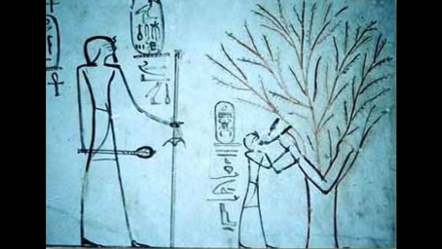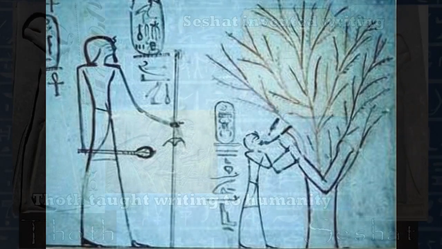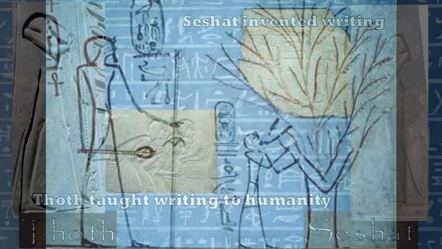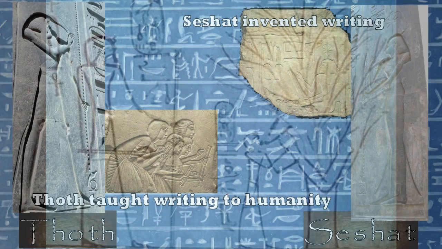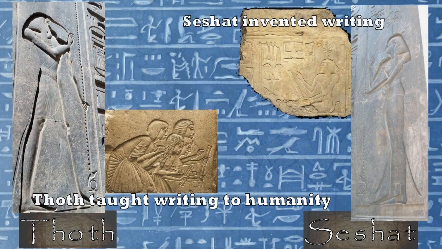In many ways, she is more prominent, more important, but as time progressed, especially from the Old Kingdom onwards, Thoth overtook her role, and so she's not as prominent as she was in the older period. But for instance, Thoth is the god of knowledge, geometry, science, astronomy, record keeping especially, and it was Thoth who taught humanity how to write, but it was actually Seshat who was the inventor of writing.